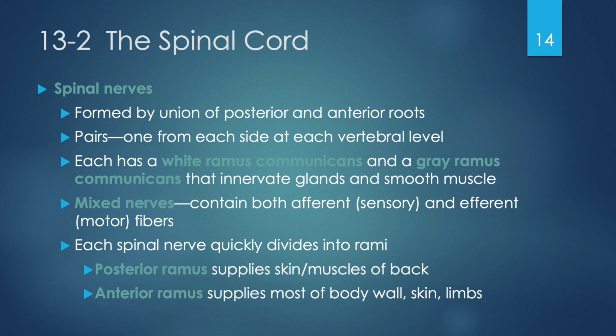And each spinal nerve is going to divide into rami. So there's posterior ramus, which is the singular, and anterior ramus. So the posterior ramus is going to be supplying the skin and the muscles of the back with nerves, and then the anterior ramus is going to be supplying most of the body wall, our skin, and our limbs.